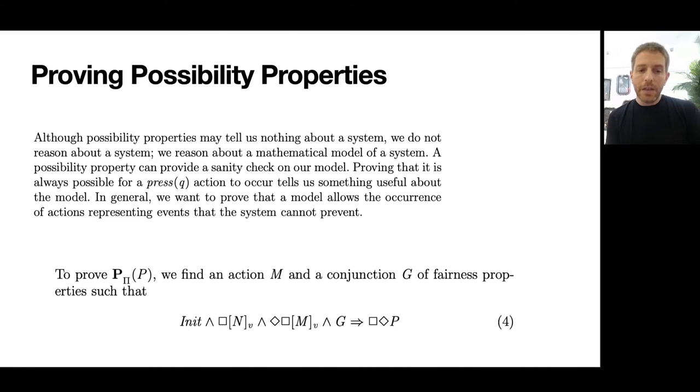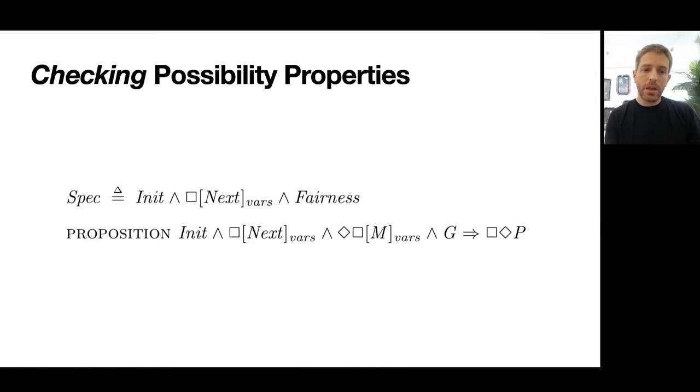TLA, being a linear temporal logic, does not allow us to directly express possibility, but Lamport shows that if the possibility property holds, it is always possible to find some new action M with associated fairness G that restricts and directs the state machine's next-state action to take us from any arbitrary reachable state of the system to the state P. This is a process analogous to existential quantifier elimination. And then this is a proposition we need to prove.